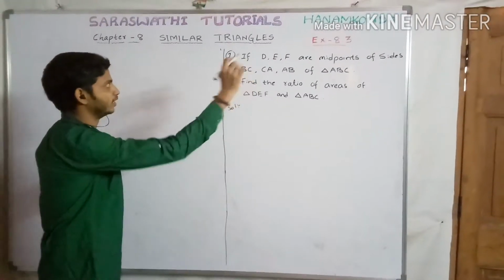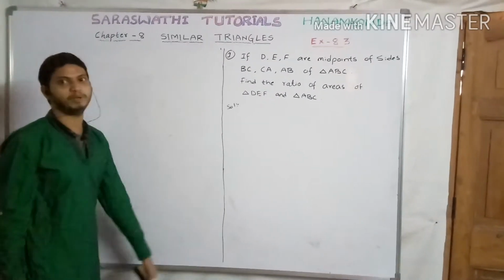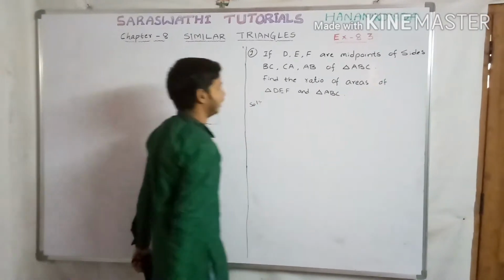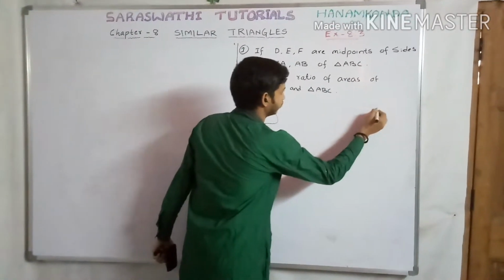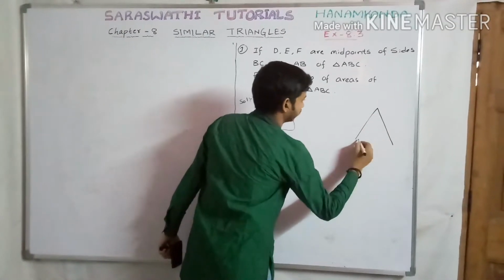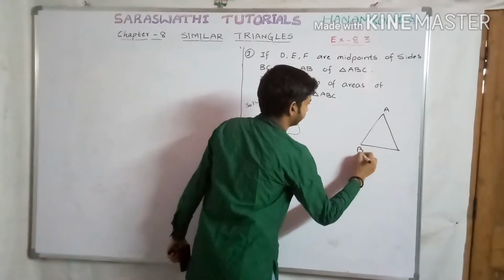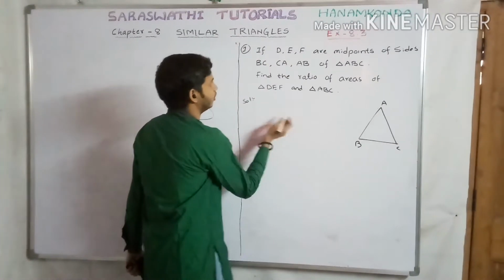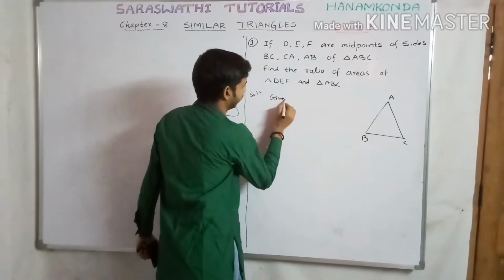Here the first question is, if D, E, F are midpoints of sides BC, CA and AB of triangle ABC, then find the ratio of areas of triangle DEF and triangle ABC. It is given. So first let us take one triangle. So ABC is a triangle. Given that D, E, F are midpoints of BC, CA and AB. So first write the given data.